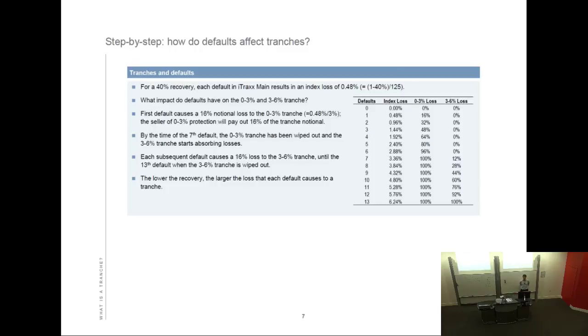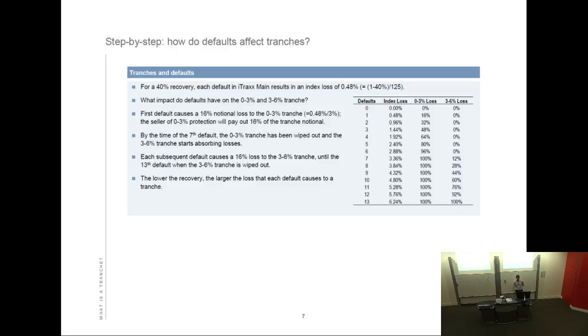Okay, now let's visualize what happens to tranches as losses accrue in the underlying portfolio. Okay, so imagine, for simplicity, that names default with 40% recovery. Okay? And let's say we're looking at iTraxx Main, so there are 125 names, equally weighted. So think of a 0 to 3% tranche, the equity tranche, and a 3 to 6% tranche, the junior mezzanine.